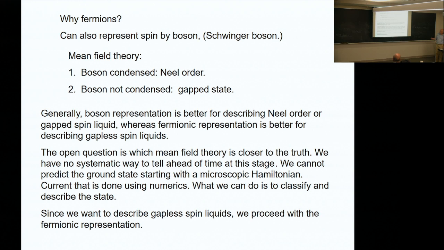But the first question you ask is, why fermions? Well, we could have done the same thing with bosons as well. Those are called Schwinger bosons. However, at least for this talk, fermion is a better language, because bosons have the trouble that they like to condense. So you really have only two choices: either the bosons condense or they are gapped. If they condense, that corresponds to a Néel order. If they're gapped, then I may form a gapped spin liquid. But my job today is to talk about gapless spin liquids. So it's very difficult to describe a gapless spin liquid if you start with a bosonic representation. Therefore, a fermion representation is good.